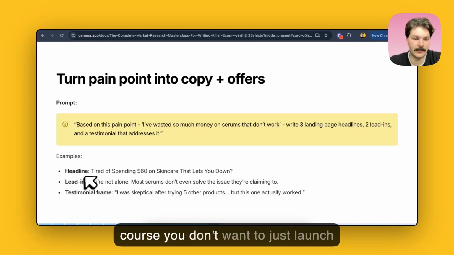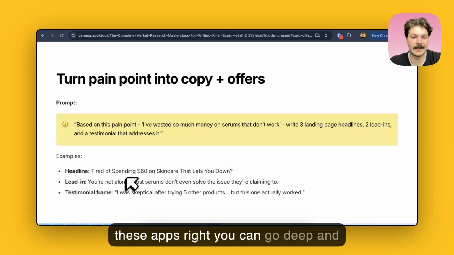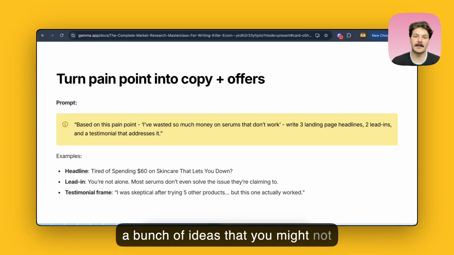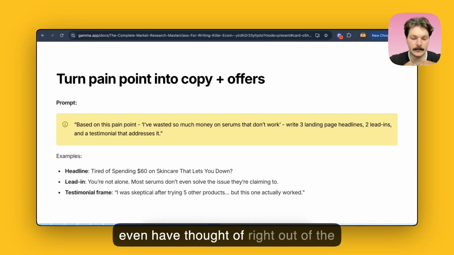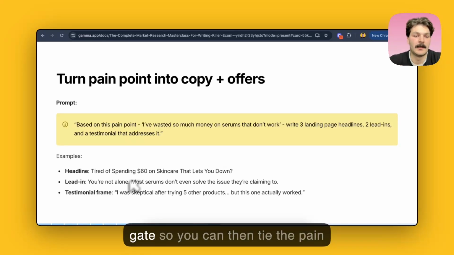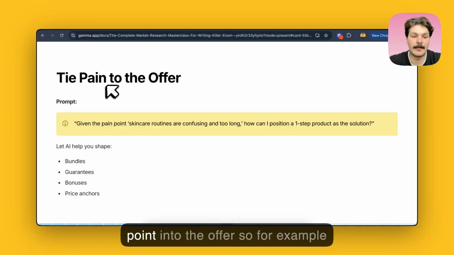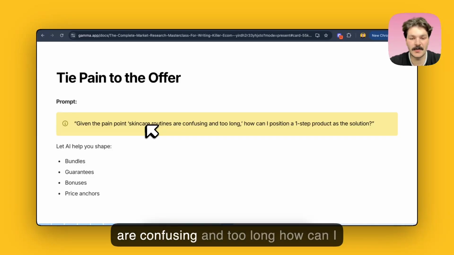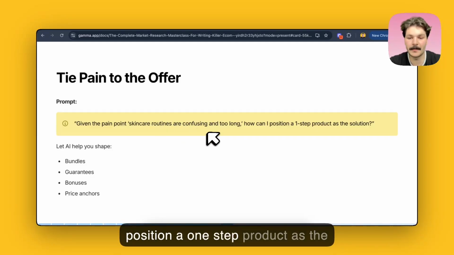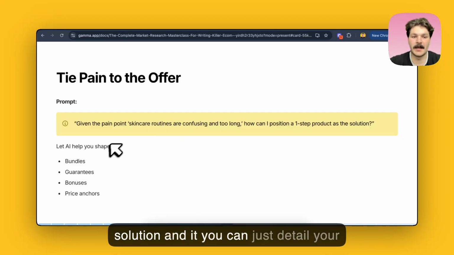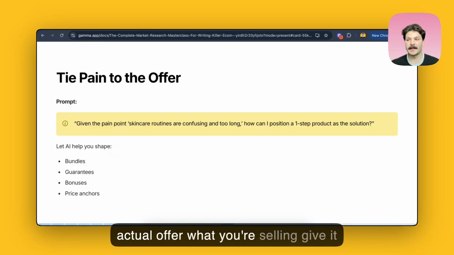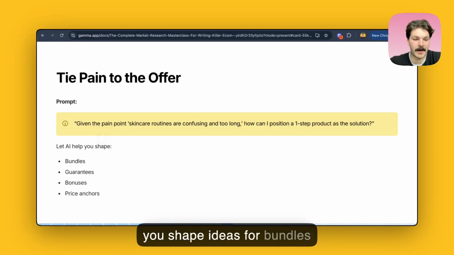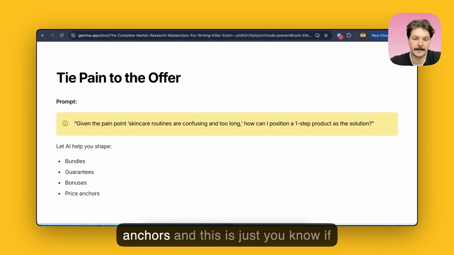And of course, you don't want to just launch these outright. You can go deep and edit these later on, but it just gives you a bunch of ideas that you might not even have thought of right out of the gate. So you can then tie the pain point into the offer. For example, given the pain point, skincare routines are confusing and too long, how can I position a one-step product as the solution? And you can just detail your actual offer, what you're selling, give it all the info you can, and then AI will let you shape ideas for bundles, guarantees, bonuses, and price anchors.